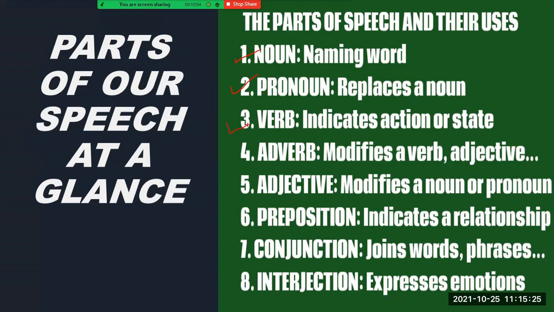Then the verb indicates action or state. The adverb modifies a verb, an adjective, or another adverb. An adjective modifies a noun or a pronoun. And when we say modifies, we are talking about describing; it modifies or describes. And when we say describes, we are talking about a word that gives additional information about another word.